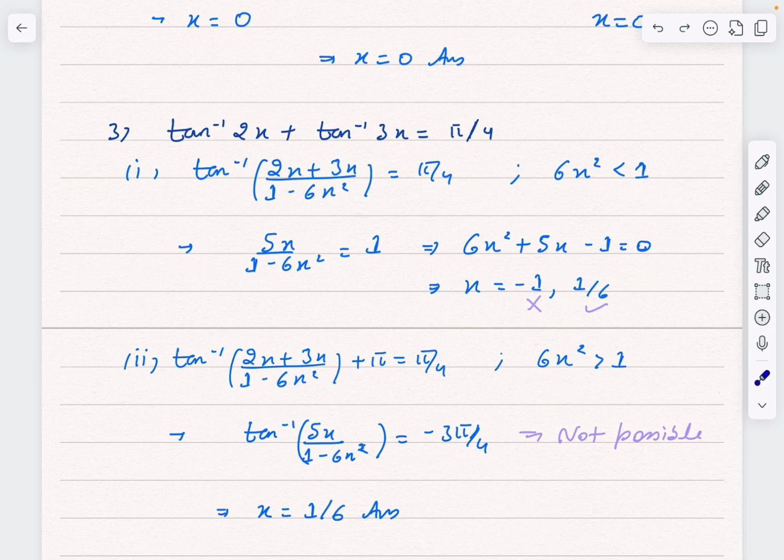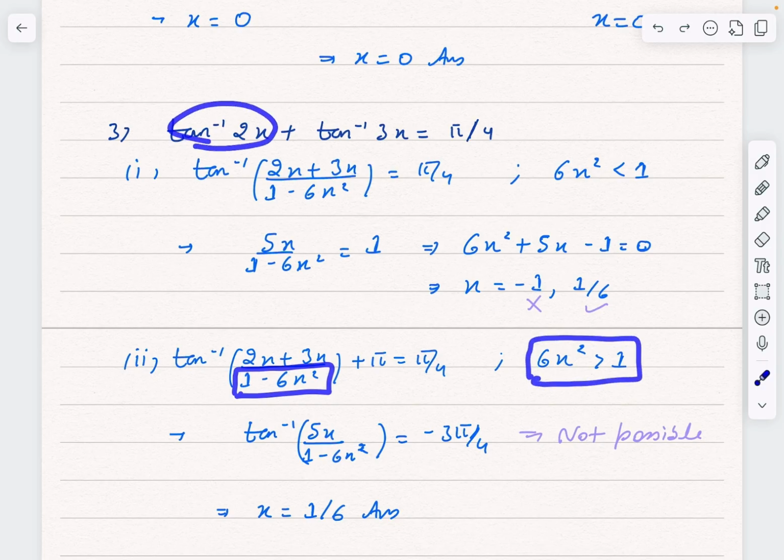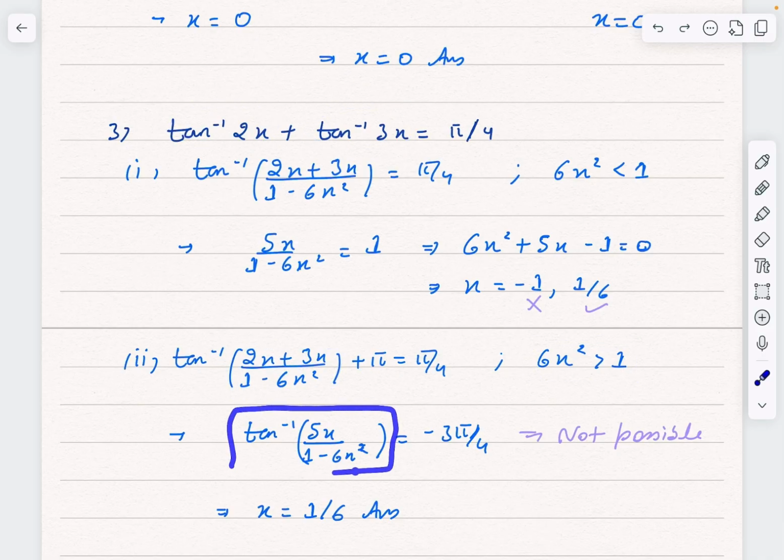Next case, when the denominator is negative. So 6x square is more than 1. And like we discussed, both the terms have to be positive. So this thing will come out to be negative. So to make it positive, we have to add pi.